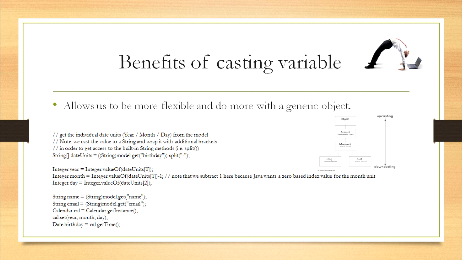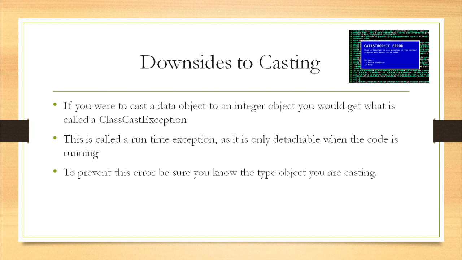By creating the map with object as a value rather than something more specific, we are given many options as we can downcast to more specific types. If it were to be created with a more specific value, we would be far more limited. So what are some downsides or things we have to watch out for when casting variables? It is important to be careful when downcasting. If you were to cast a data object to an integer object, you would get what's called a class cast exception. This is actually called a runtime exception, as it is only detectable when the code is running. To prevent this error, be sure to know what type object you are casting.